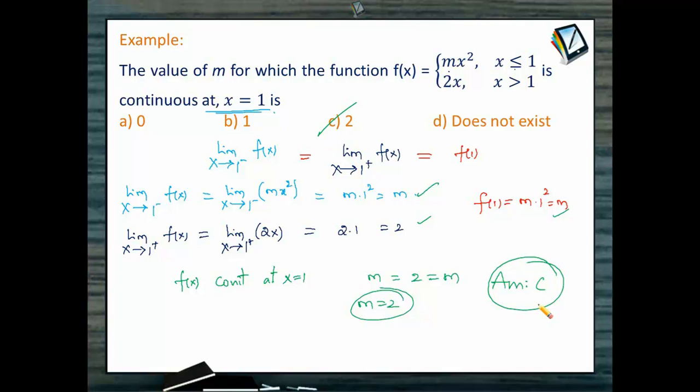Now let's go ahead to the function's continuity on an interval. Till now we have been verifying only at a point, at x equal to 1, at x equal to 0, like that. Now we'll see how the function is continuous on an interval.